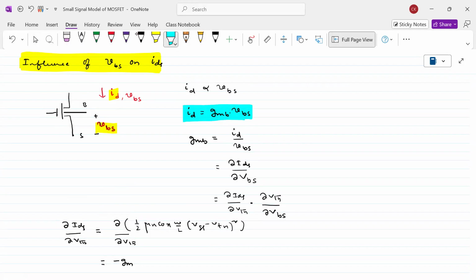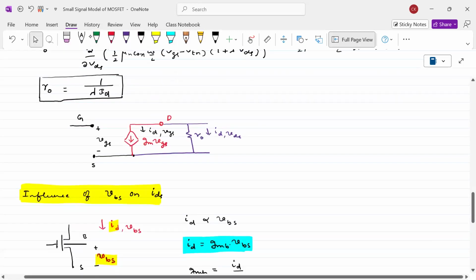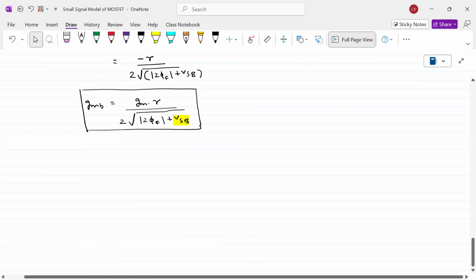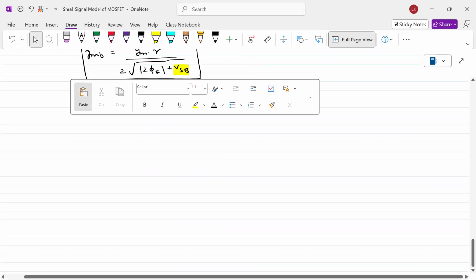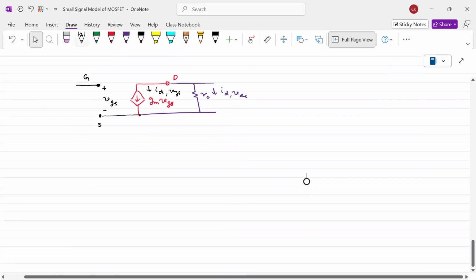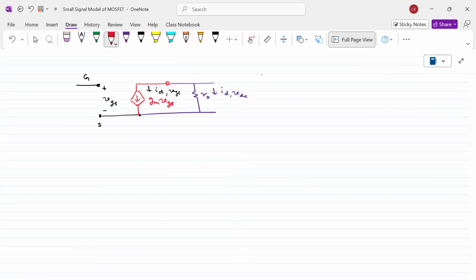Therefore, we can replace the MOSFET by using a dependent current source, where it depends upon VGS. Let me modify this diagram. Copy. Paste here. So what is this drain here actually? Let me write the D somewhere else here. The source is here.